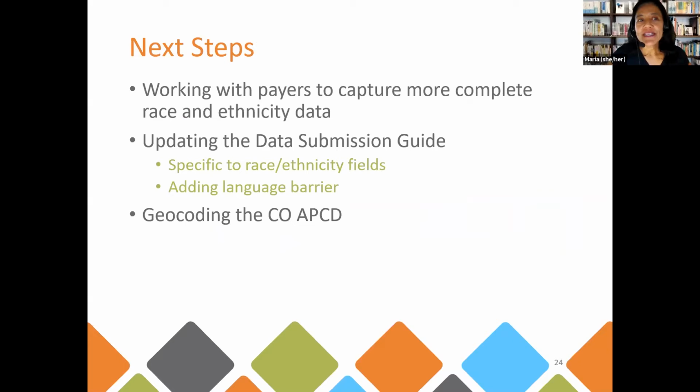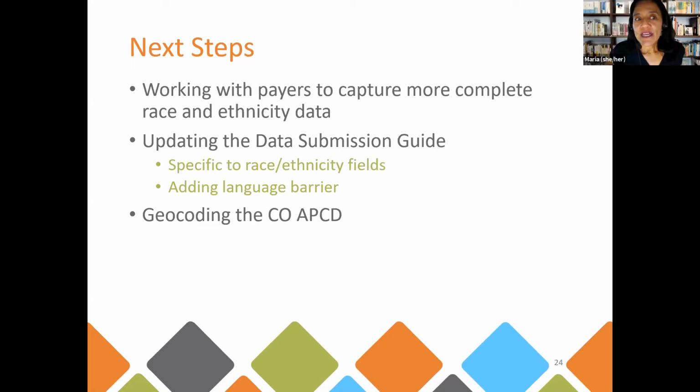So the next steps to improve this: we have to take this data, and that's one of the reasons we are sharing. This data is a baseline in a way, because these data fields became required just last year. And we are working actively with payers to capture more complete race and ethnicity data. We are also updating the data submission guide to give more precise instructions for this coming year, and in the future to add more specific race and ethnicity fields, and potentially add another data field that provides information about the language that members or patients have. All this information is being improved, and we are actively working to increase the capabilities of the Colorado APCD of informing health equity in general.